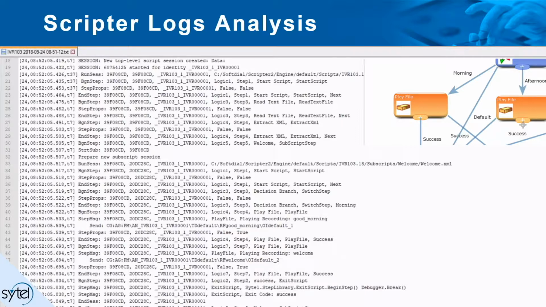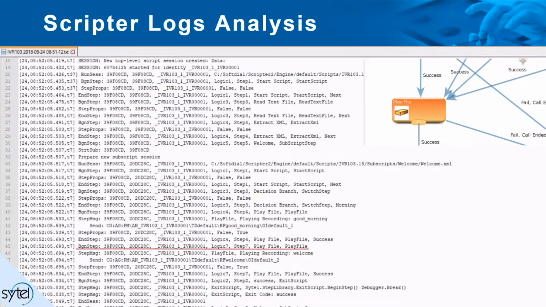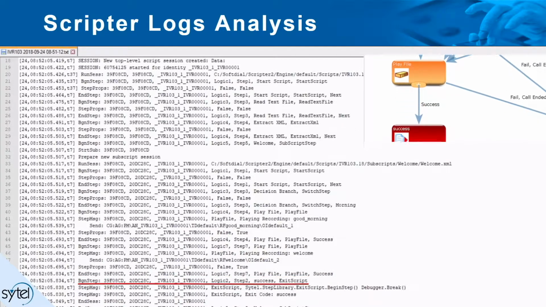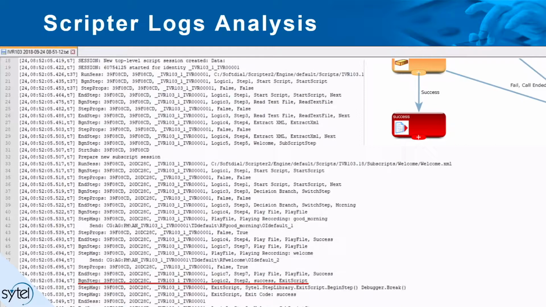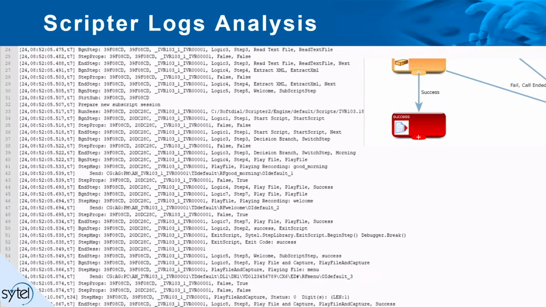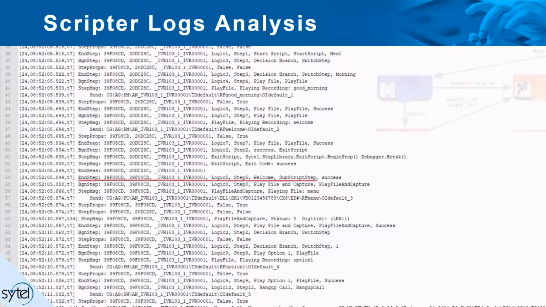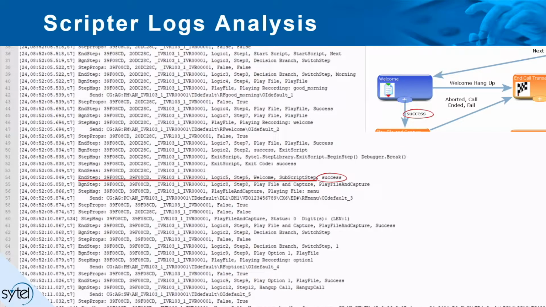When the recording file has been played, the success outcome is generated, and the script proceeds to the next play file step, which plays the welcome recording. The success outcome of this step directs the script to the success exit script, which ends the subscript session. Remember that the exit code set on a subscript's exit script step becomes the outcome of the subscript, and we can see this in the end step line of the welcome step. Notice too that the session identifiers are now both set to the main session ID.